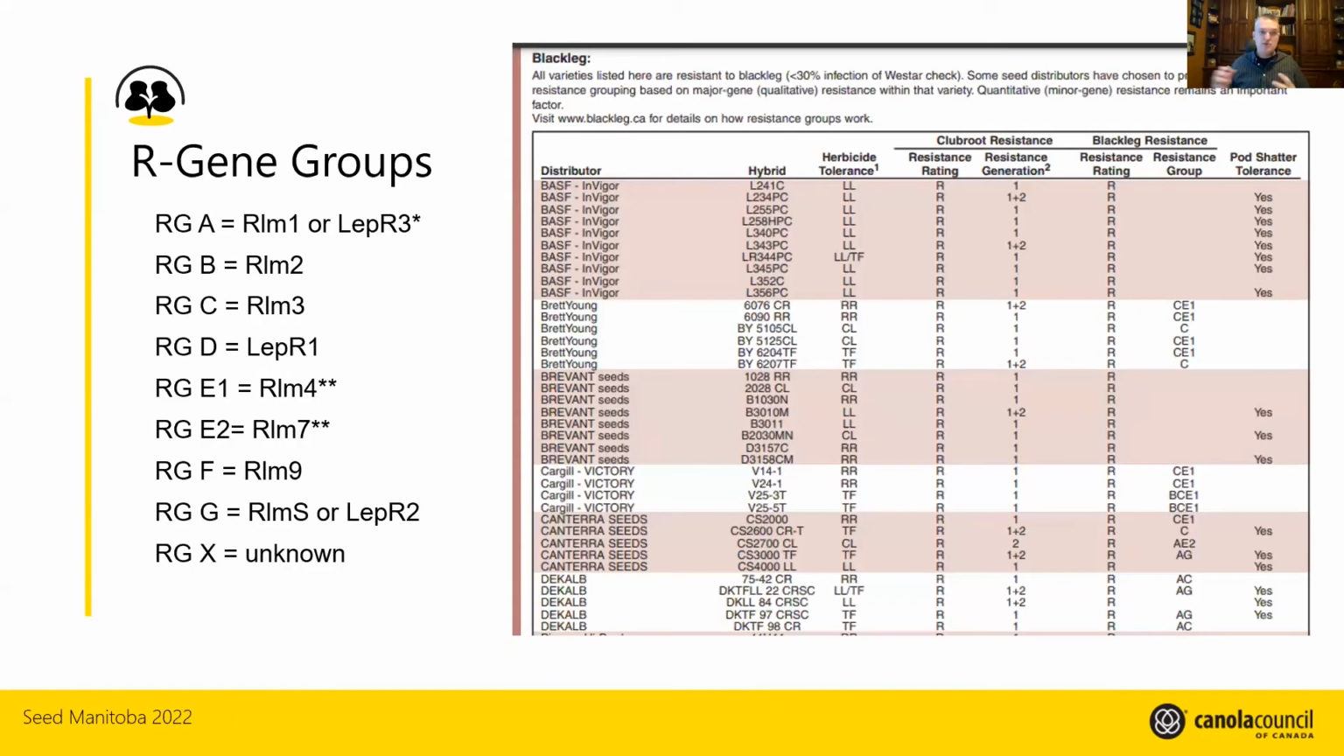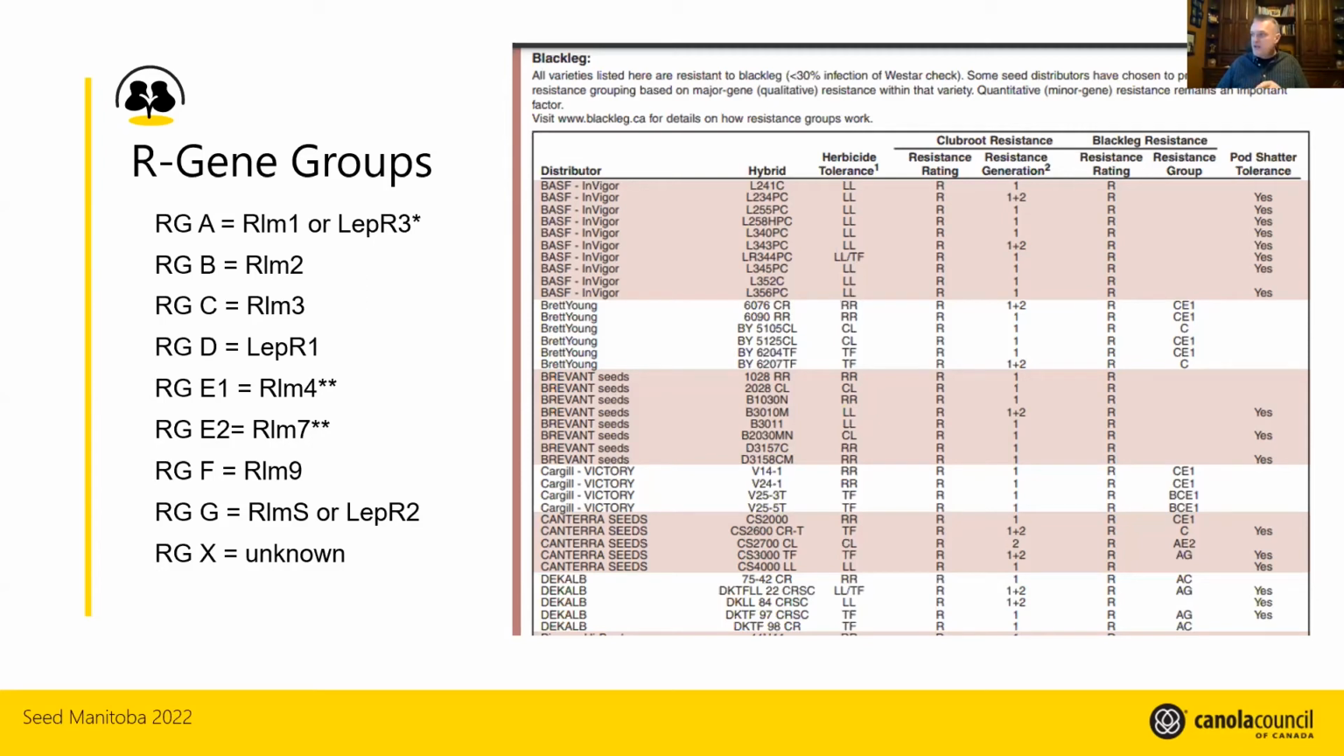And that's why there are some new blackleg resistance labels that have recently come to the marketplace. These labels are RGA, RGB, RGC. Sometimes we just call them A, B, C, D. The RG stands for resistance group, and they refer to specific resistance genes.